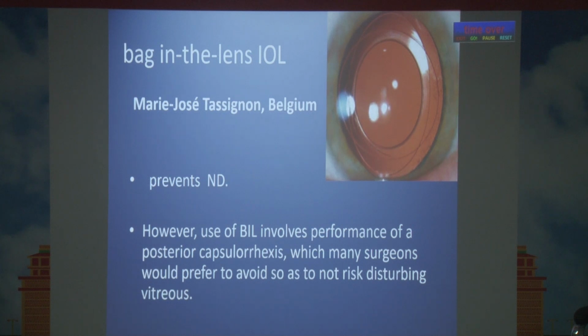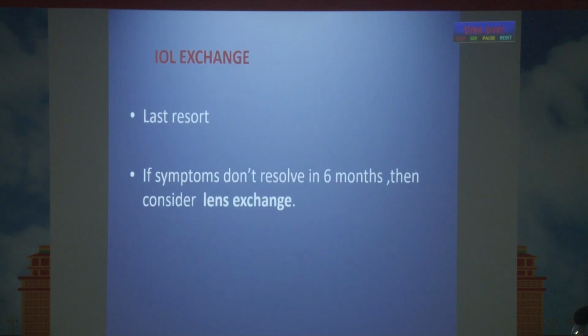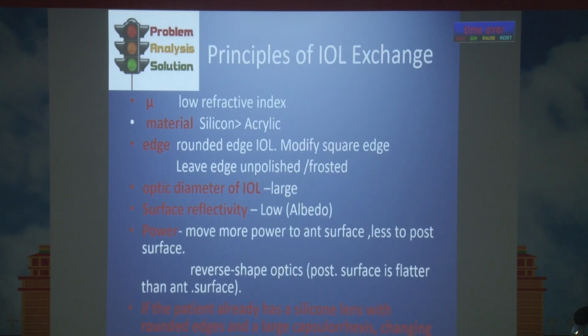Bag-in-the-lens IOL: instead of placing the IOL in the bag, the IOL is supported by the anterior and posterior capsule, for which we need to do both anterior and posterior capsular access, with which many of our surgeons are not very comfortable. IOL exchange is the last resort. When the problem does not resolve in 6 months, then consider IOL exchange.